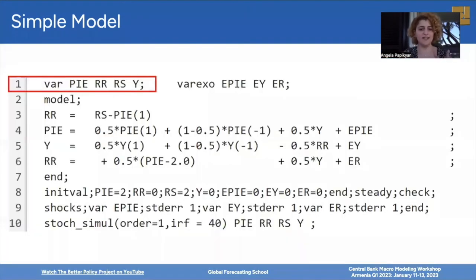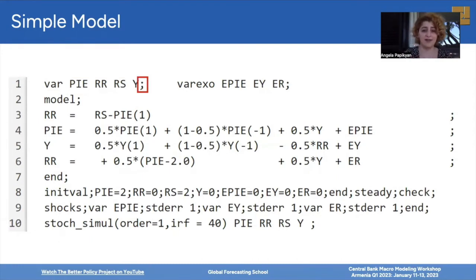The first line of the code, as you can see on the screen, includes the description of our endogenous and exogenous variables. You can use the command var in Dynare to define endogenous variables. In our model, we have three endogenous variables: inflation, interest rates, and output gap. Of course, don't forget to use semicolon every time you're done with a specific command. On the other hand, you can see that our exogenous variables include shocks to inflation, interest rates, and output gap. In our model, every endogenous variable needs to be defined with an equation.